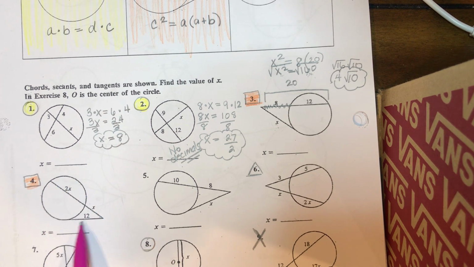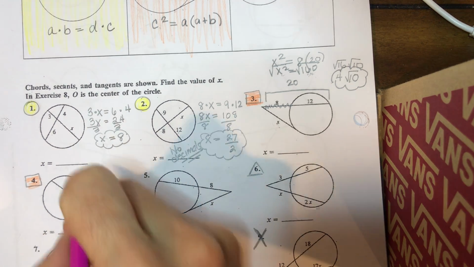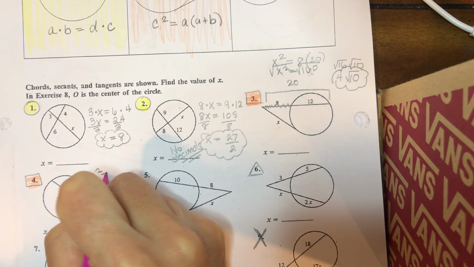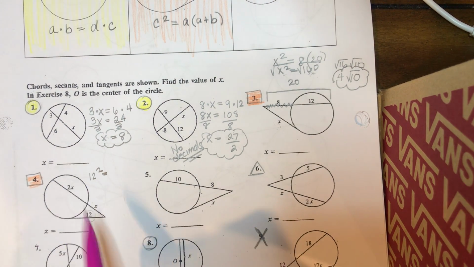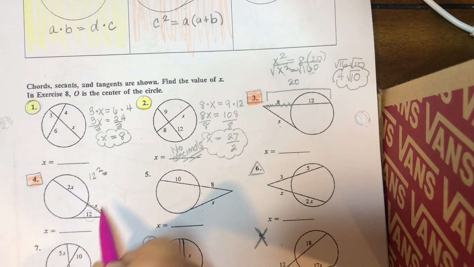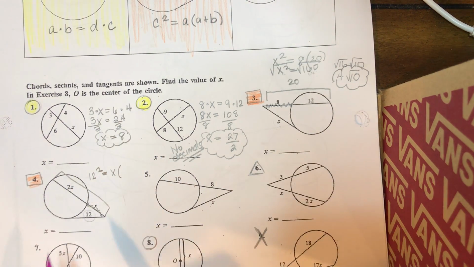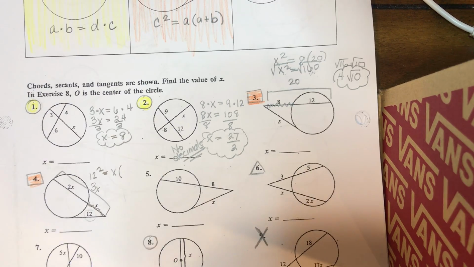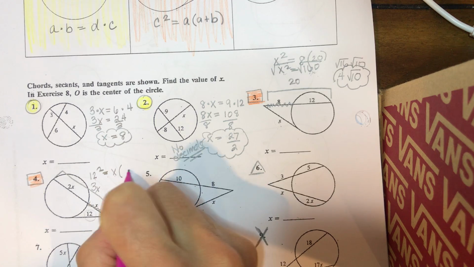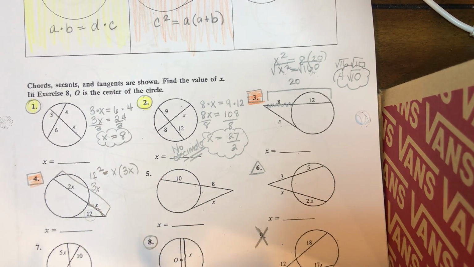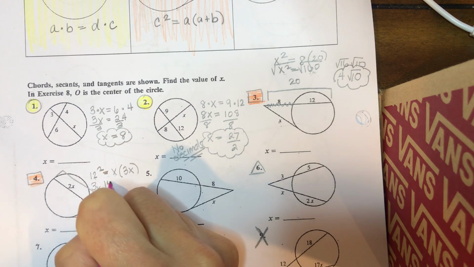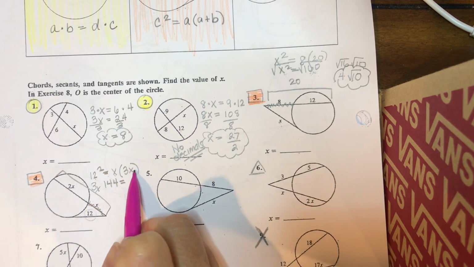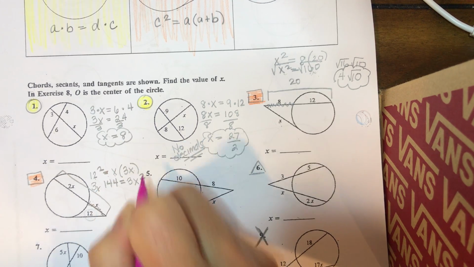So this is a tangent and a secant, so we want to take the tangent and square it. So we have 12 squared equals, take the outside piece, which is x, and multiply it by these two added together. Well, when we take 2x and x, we get 3x. So we have 12 squared equals x times 3x. So 12 squared is 144, and x times 3x is 3x squared.